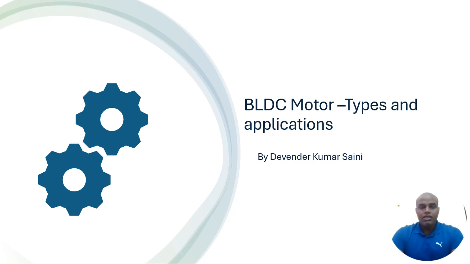Hi everyone. As we know, in today's world electric vehicles are gaining popularity, and in electric vehicles we have mainly three categories: two-wheelers, three-wheelers, and four-wheelers like cars and trucks. The electric two-wheelers and three-wheelers use a special kind of motor, known as the brushless DC motor, or in short, the BLDC motor.